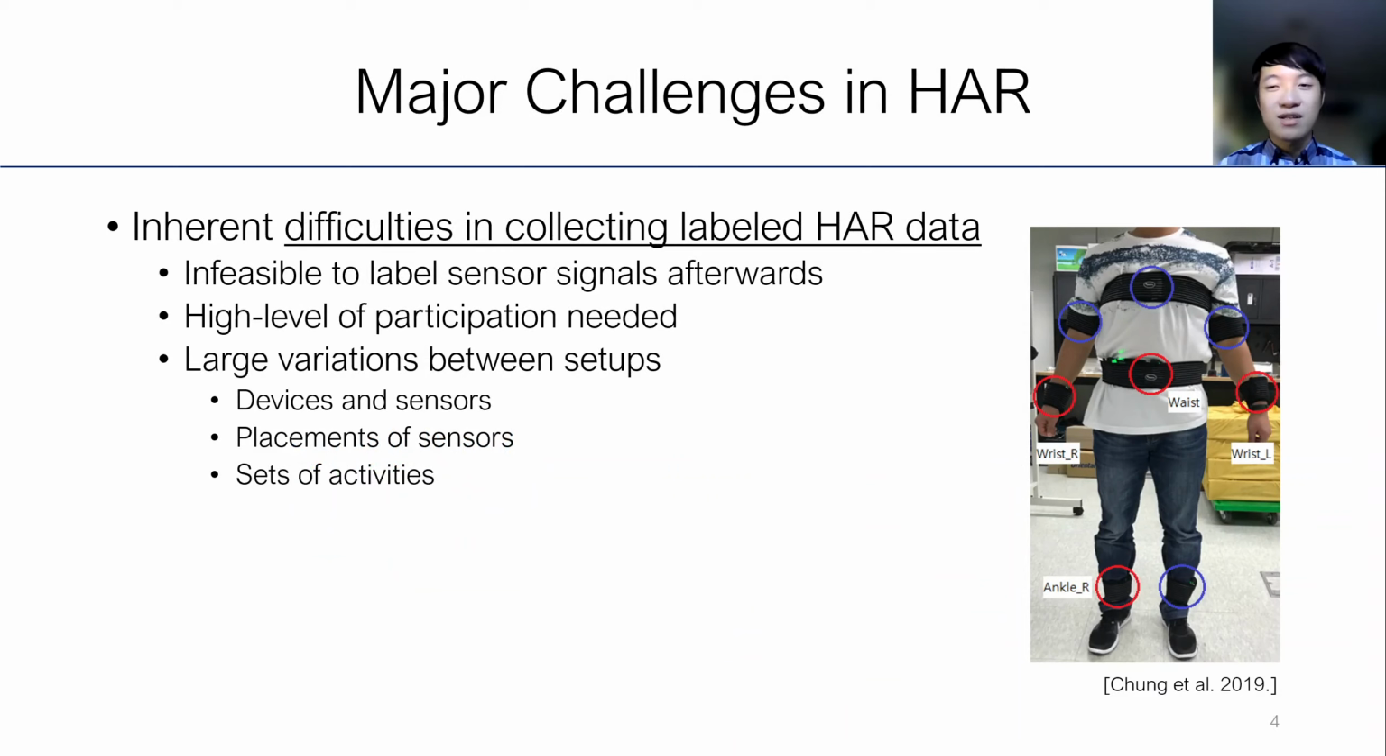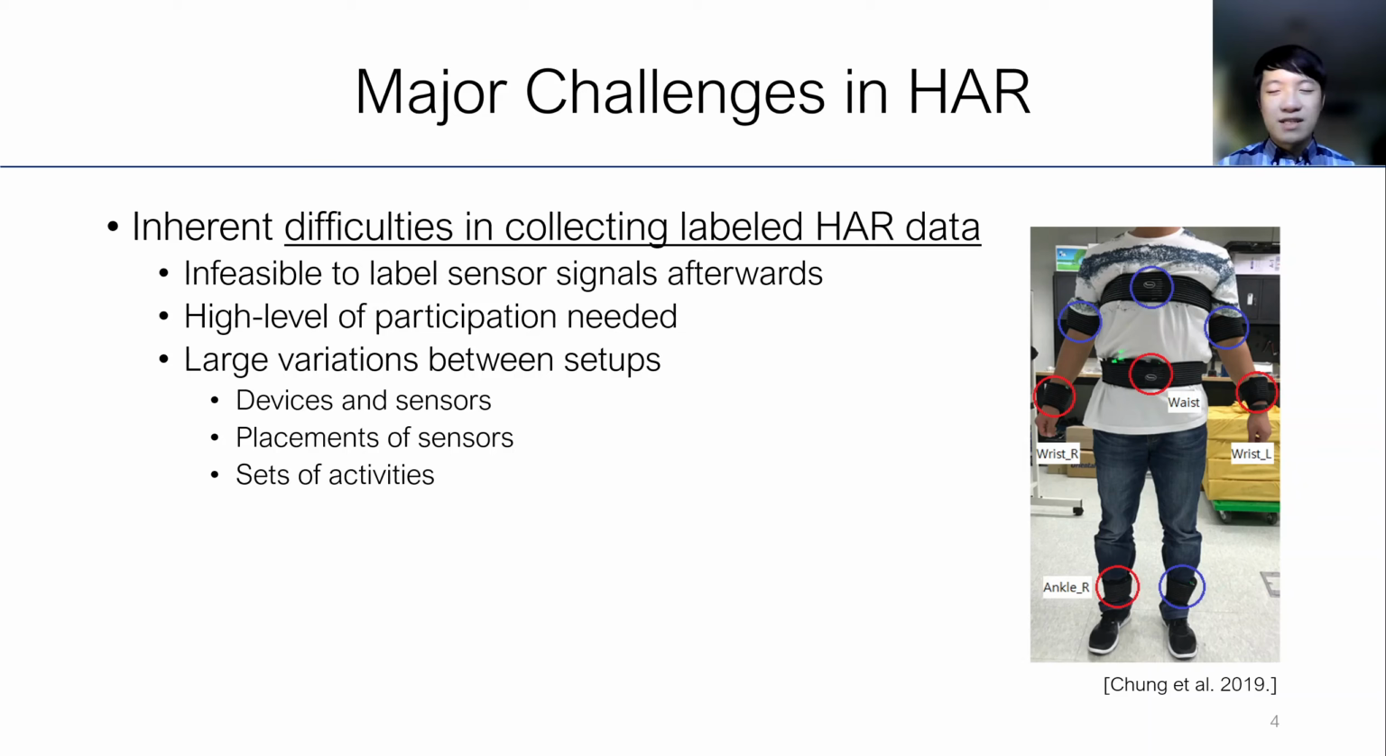One of the biggest ones is the inherent difficulty in collecting labeled HAR data. Compared to other data modalities, such as images and videos, it is almost infeasible to label sensor signals after they've been collected. So it requires a very high level of participation from the user during data collection, such as requiring them to wear a large number of wearable devices or to wear an extra camera.